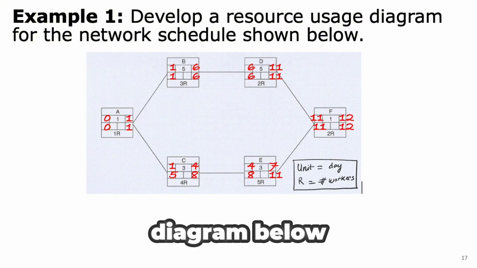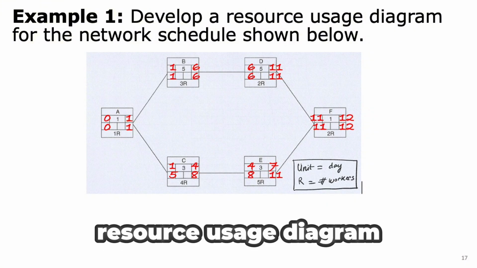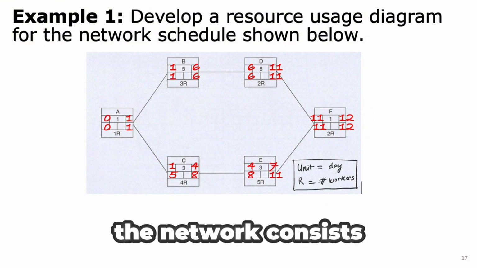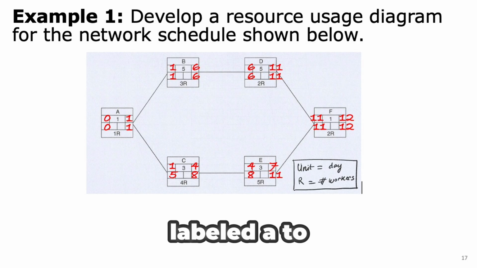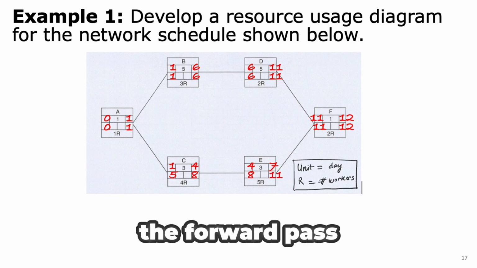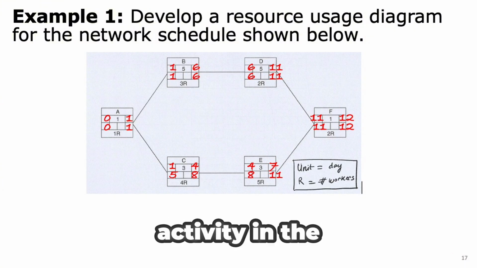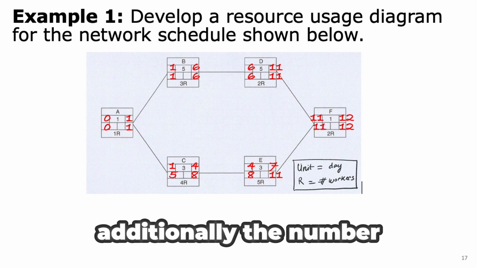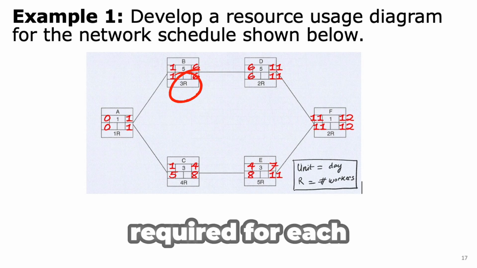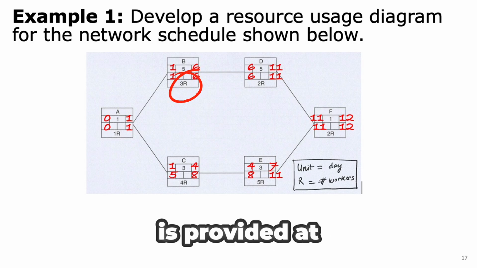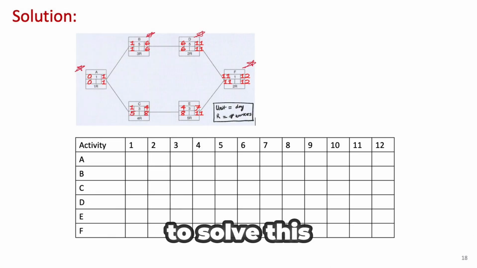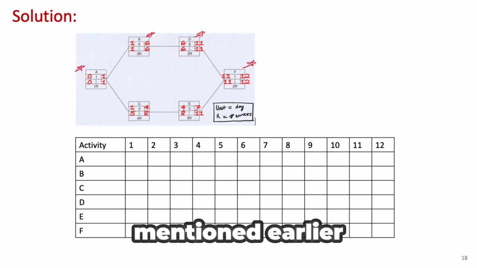Given the precedence diagram below, our task is to develop a resource usage diagram. The network consists of 6 activities, labeled A to F. As you can see, the forward pass and backward pass have already been calculated, allowing us to determine the early and late start and finish times for each activity in the network. Additionally, the number of workers, denoted as R, required for each activity, is provided at the bottom of each activity box. To solve this problem, we can follow the steps mentioned earlier.